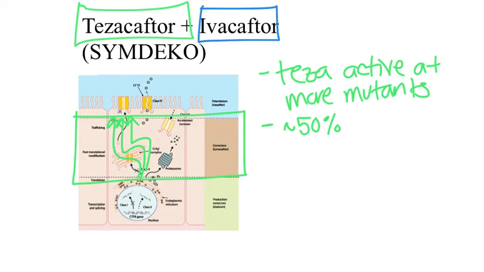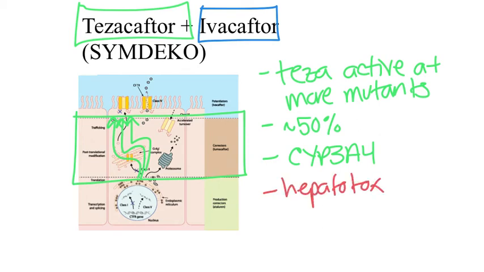Both tezacaftor and ivacaftor are metabolized by CYP3A4, and due to the extensive first-pass metabolism and utilization of a very common CYP enzyme, they do have the potential to cause some hepatotoxicity. This is in addition to some other adverse effects like respiratory distress, hypertension, and cataracts.